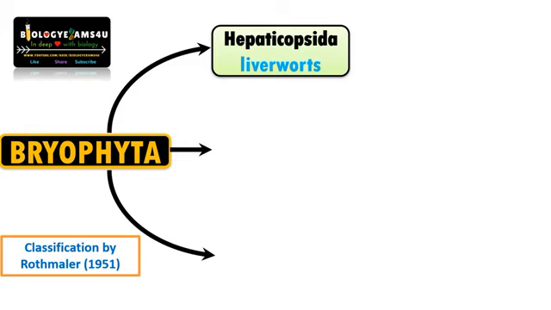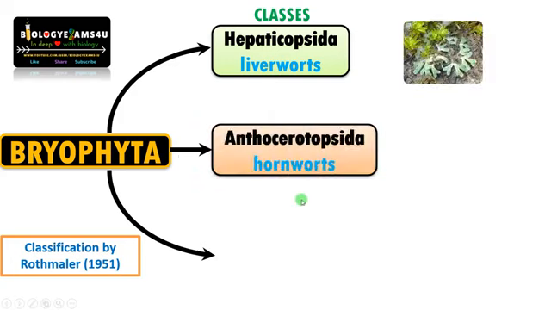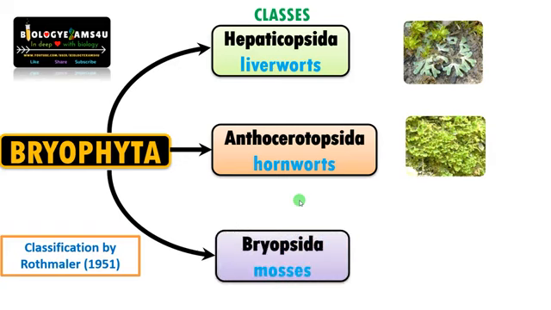In the last video we discussed the classification of fungus. In this video let us understand the classification of a beautiful silent group of plants, the bryophytes. Majority of the classification systems classify bryophytes into three classes. The first one is called Hepaticopsida or liverworts, the second class is called Anthoceratopsida or hornworts, and the third class, or the most advanced class, is the Bryopsida or the mosses.